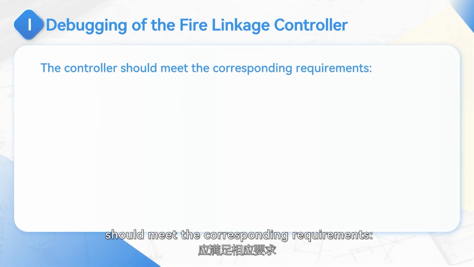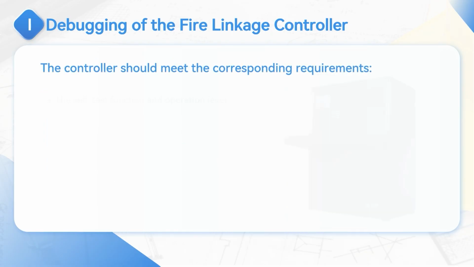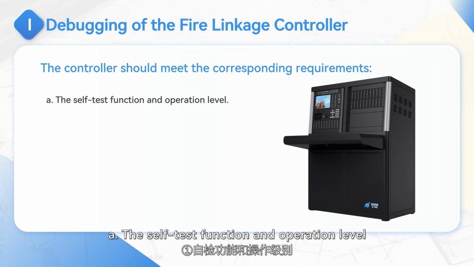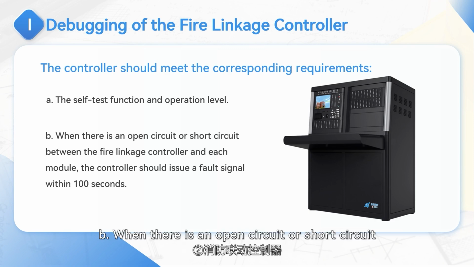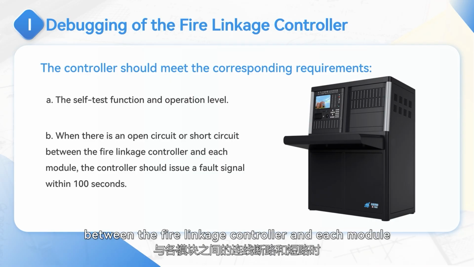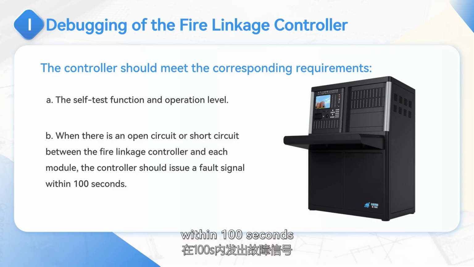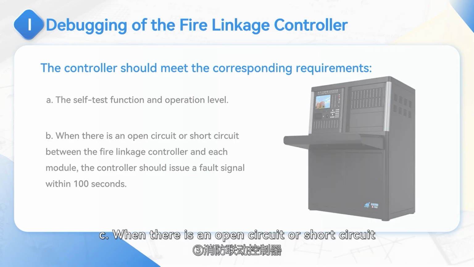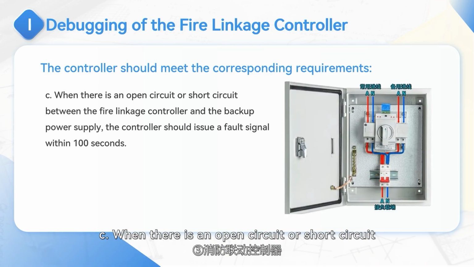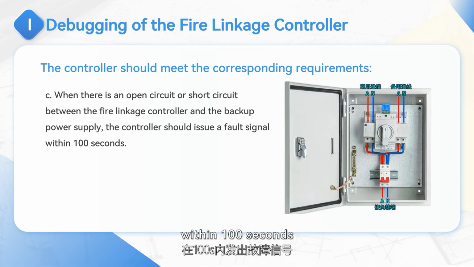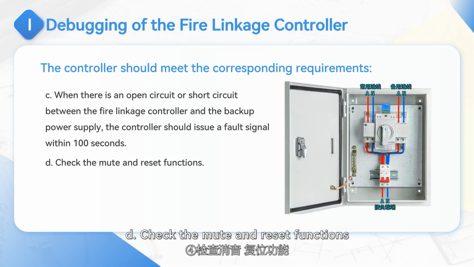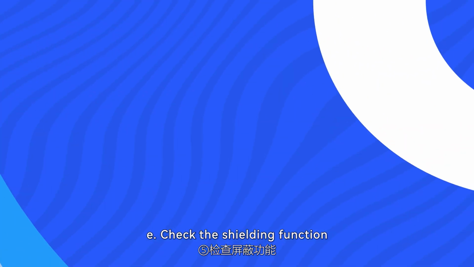The controller should meet the corresponding requirements. A. The self-test function and operation level. B. When there is an open circuit or short circuit between the fire linkage controller and each module, the controller should issue a fault signal within 100 seconds. C. When there is an open circuit or short circuit between the fire linkage controller and the backup power supply, the controller should issue a fault signal within 100 seconds. D. Check the mute and reset functions. E. Check the shielding function.